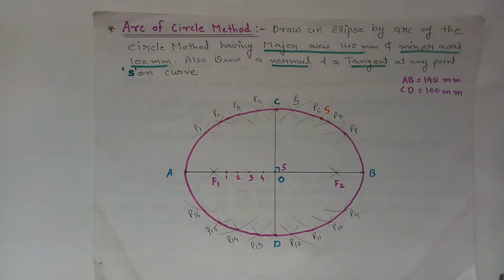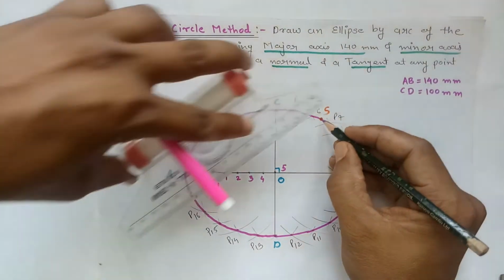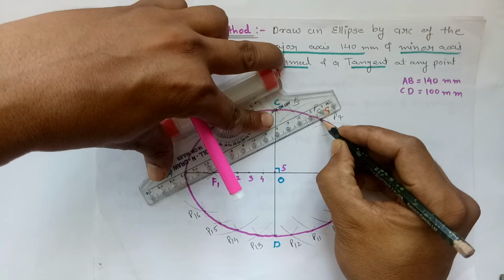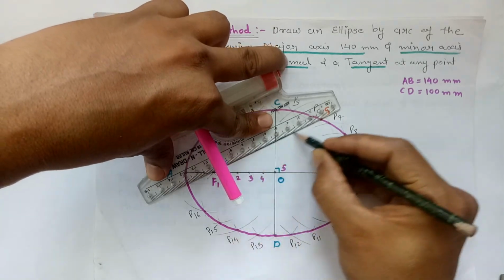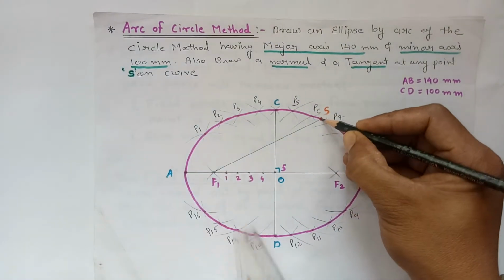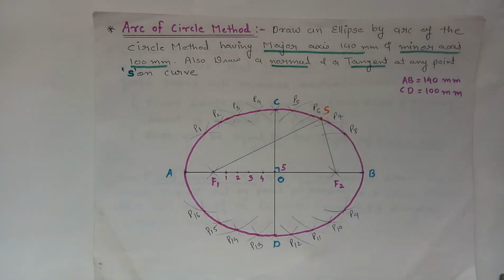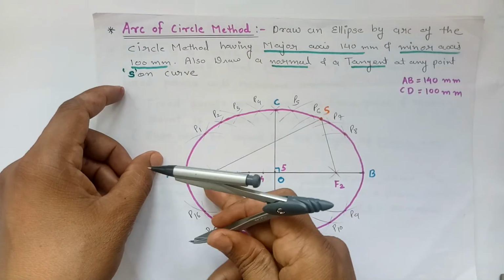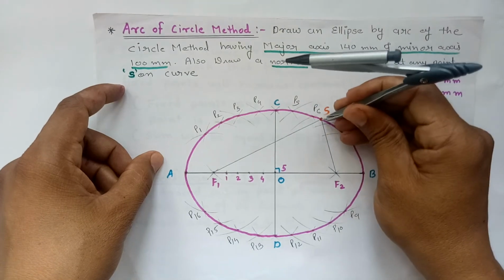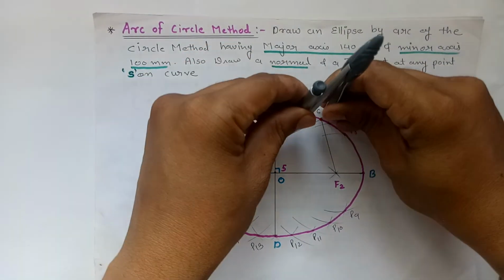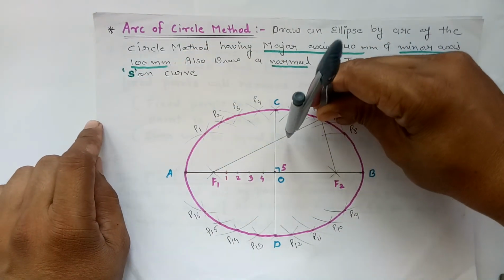Now to draw the normal and tangent, connect this point S to focus point F1 and to focus point F2. Then after, draw a bisector of this angle F1 S F2. We have to draw the angle bisector of F1 S F2.